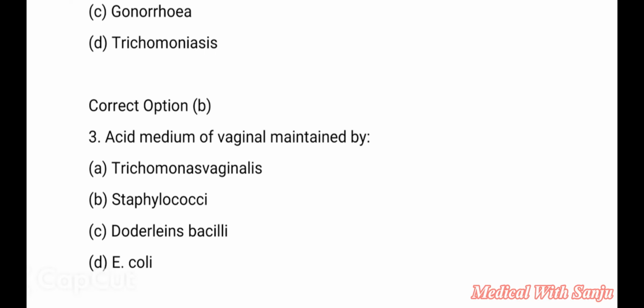Question number 3. Acid medium of vagina is maintained by option A Trichomonas vaginalis, option B Streptococcus, option C Doderlein bacilli, option D E. coli. Right answer is option C Doderlein bacilli.